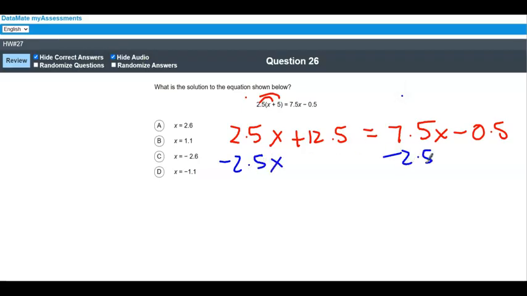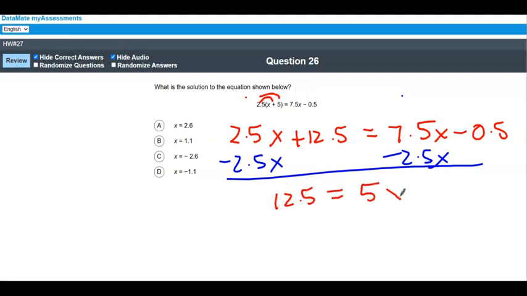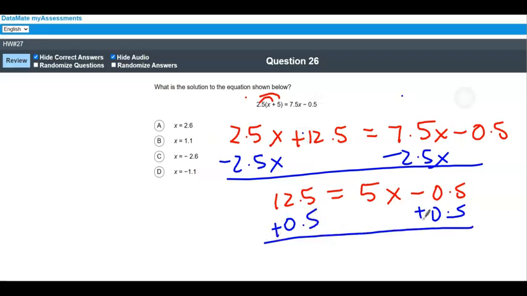So subtract 2.5x, giving me 12.5 equals 5x minus 0.5, and then add 0.5 to both sides, giving me 13 is equal to 5x. And when I divide both sides by 5, I'm going to get 2 3/5, or 2.6.